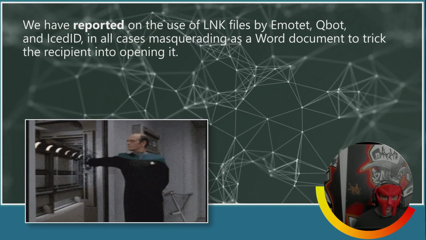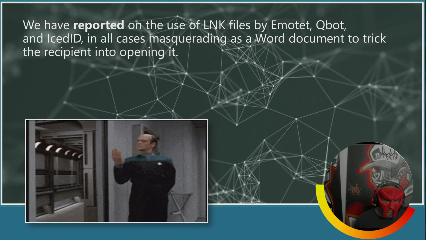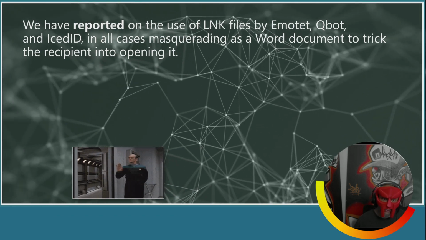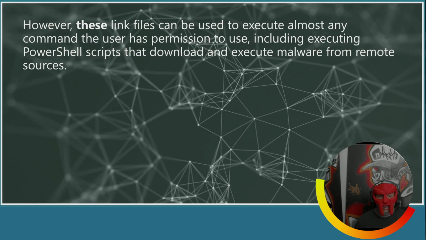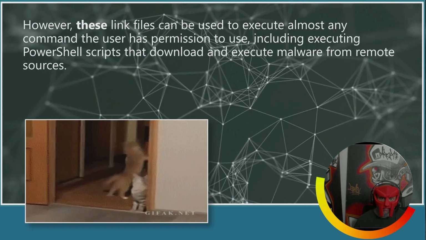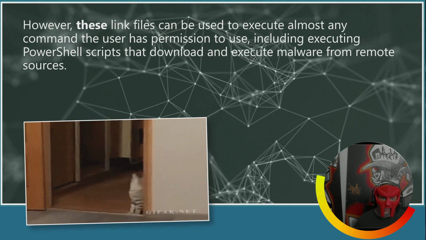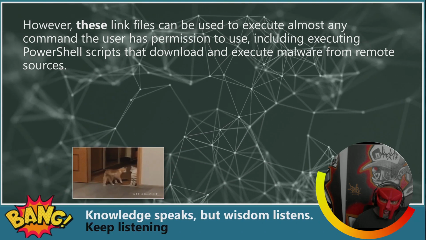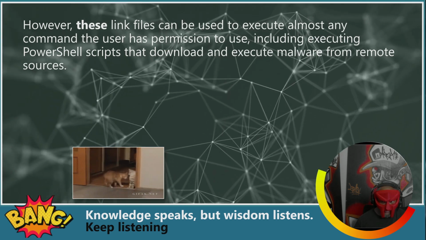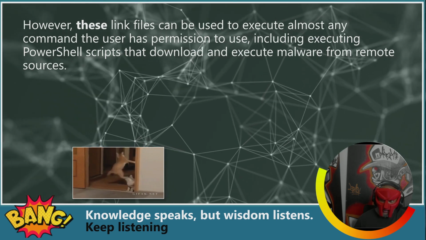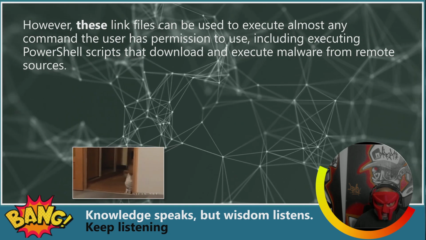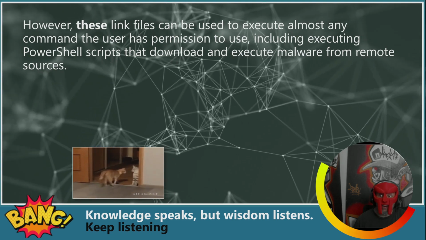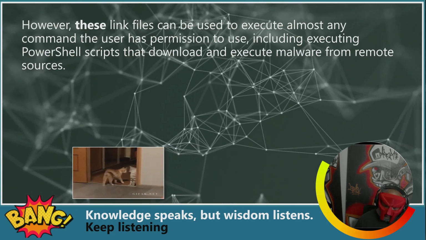We have reported on the use of link files by Emotet, Qbot, and Iced ID in all cases, masquerading as a Word document to trick the recipient into opening it. However, these link files can be used to execute almost any command the user has permission to use, including executing PowerShell scripts that download and execute malware from remote sources. So these .link files can be used to execute almost anything, including PowerShell scripts to download malware, and their use has exploded by 1,675% after February 2022.